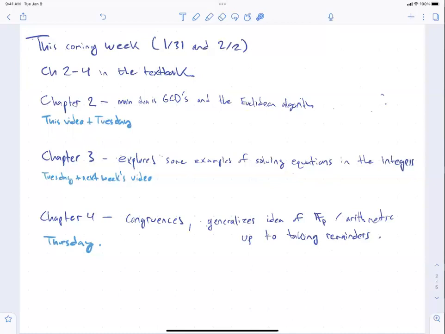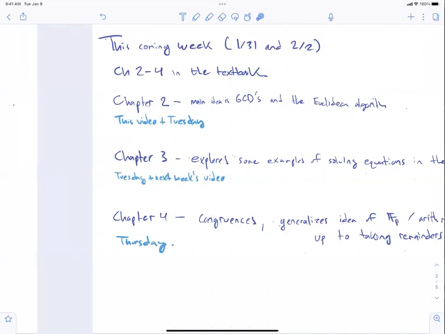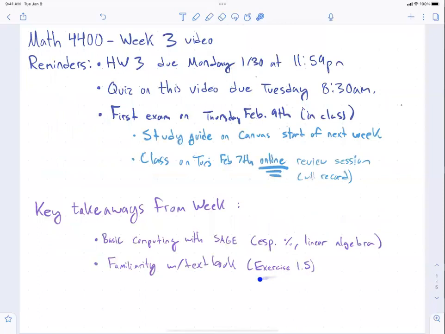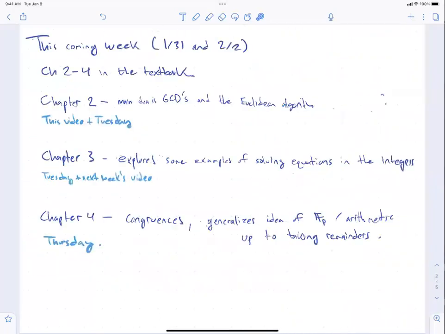On chapter 3, we're going to explore some examples of solving equations in integers and how that's different than solving equations in the rational and real numbers. Again, you'll have gotten some taste of that already in exercise 1.5, when you were looking at the first chapter of the textbook. We'll talk about that a little bit more in class on Tuesday, and then some in the video next week.